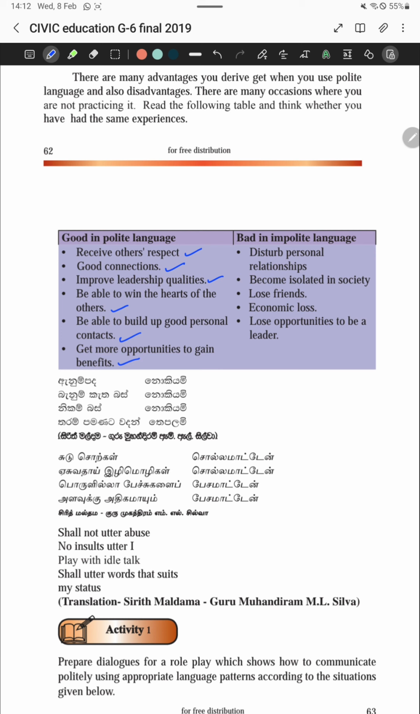But what are the bad things that you will face when you are talking with impolite language? Definitely disturbed personal relationships. There will be problems with your people when you are talking to them with bad language. They will think about you in a negative way and you will become isolated in society. Isolated means you will be alone. Nobody will care about you, and you will lose friends due to that, right?